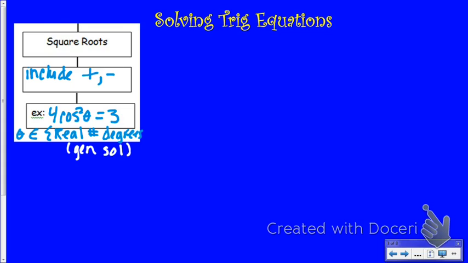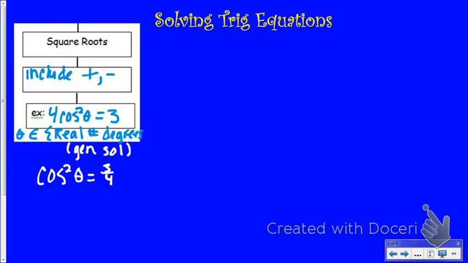So in order to solve these trig equations, we're going to follow a similar process here. What we're going to do is we're going to try and get the trig function by itself. So if I have 4 cosine squared theta is equal to 3, I need to get cosine by itself. So I'm going to start by dividing by 4. So I'm going to get that the cosine squared theta is equal to 3/4.